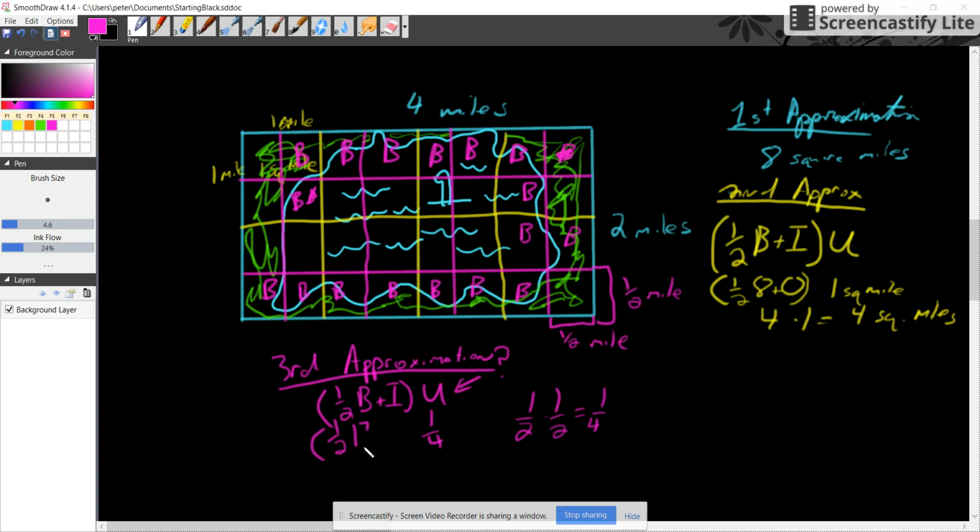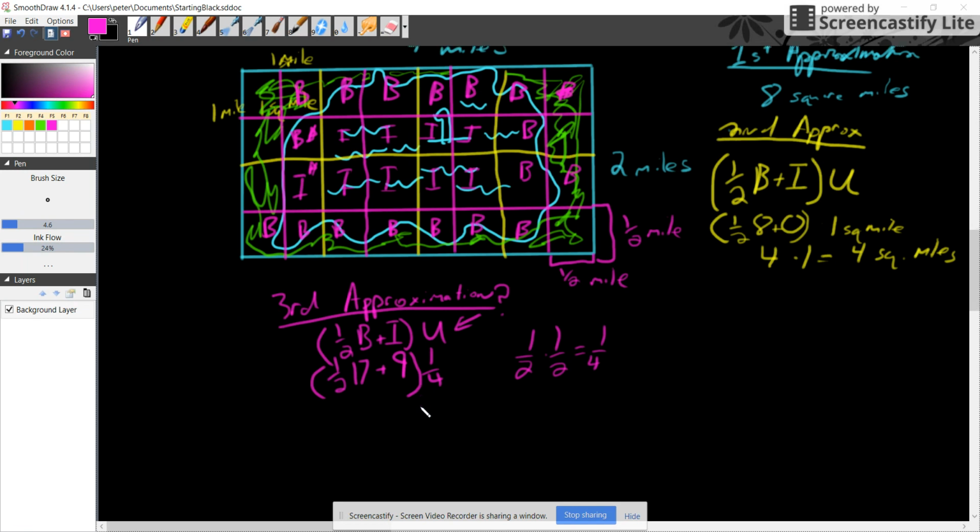1/2 times 17 plus I. What is I? Here I've got I. These are squares that are nothing but lake. How many I squares do I have? 1, 2, 3, 4, 5, 6, 7, 8, 9. 9 I squares.